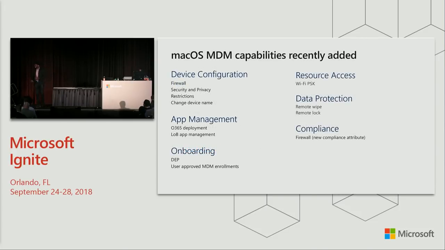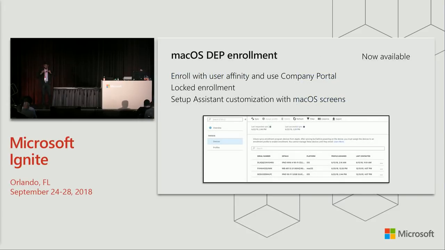And so, if we take a step back to the Intune managed side, we've added a lot. I think I've said a lot. A lot. But we added things like firewall, security and privacy. That's just fancy words for gatekeeper, for those who know the Mac platform. Restrictions, ability to change device name, resource access, data protection. There's quite a few things. If I step through some of these things, it's macOS DEP enrollment. It's what you expect. It's just we didn't support it before, and then the last couple of months, we've now provided you a way to get those corporate devices enrolled in your environment.